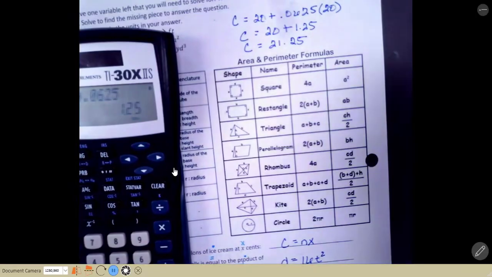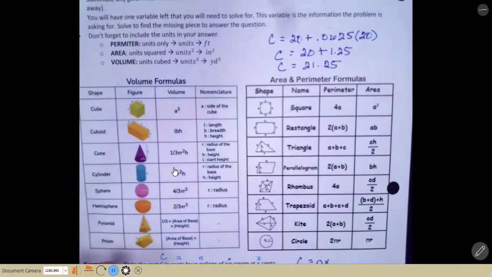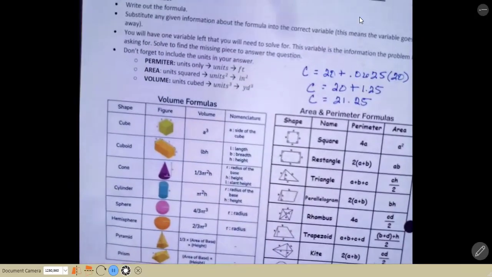Okay. All right. Thank you for bearing with me with that life lesson. And that concludes our notes for lesson 1.6 algebraic translation.